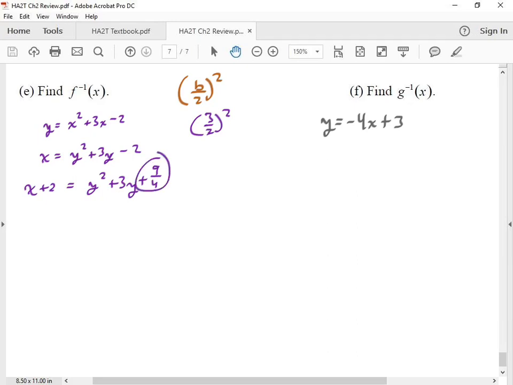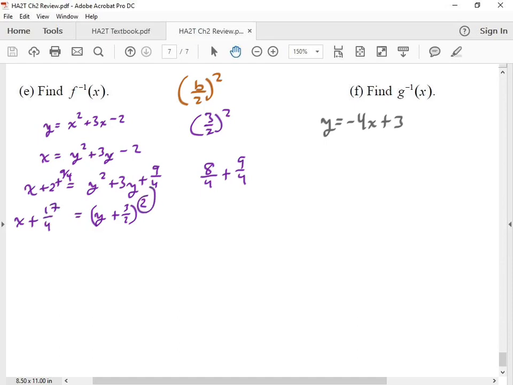Now if I add 9 over 4 to this side, I must do the same to this side. So I put it right there because it's an equation. And then on this side I would have y plus 3 over 2 squared. So now this is a perfect square trinomial, so I could factor it, rewrite it like this. And on this side I would have x plus, and 2 is the same as 8 over 4. If I add that to 9 over 4, that would be 17 over 4.